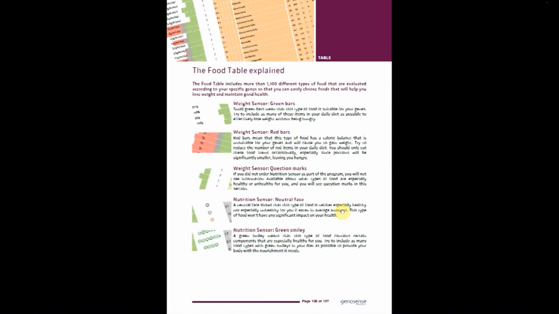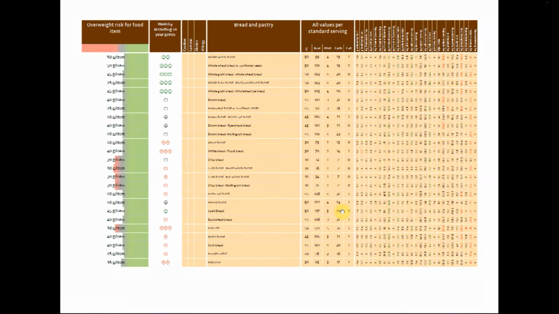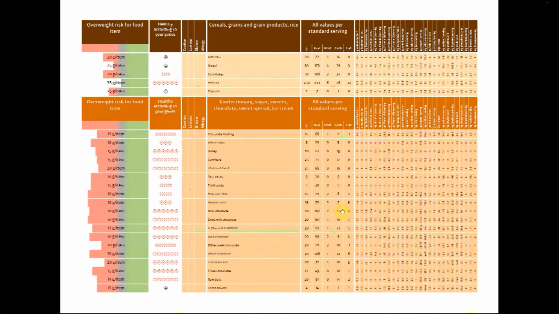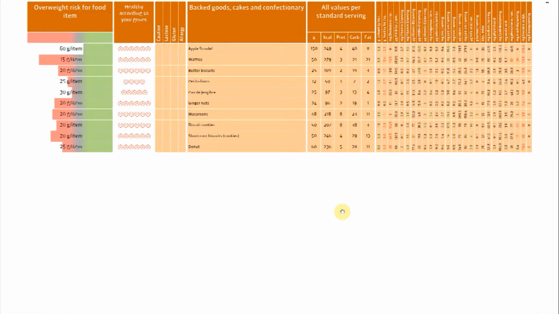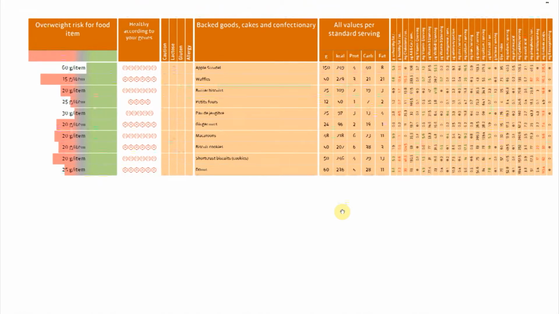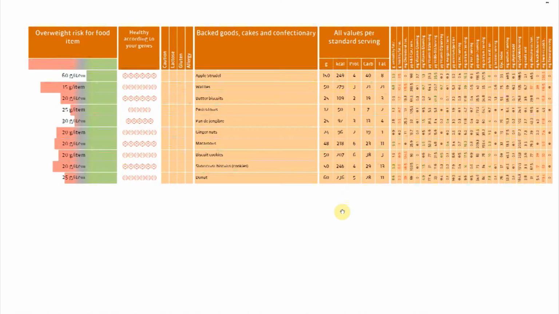All right, so now let's look at the food table. I'm going to jump over this. You can read up on it in case you're interested. I'm going to explain it on the live table. So let me just find a good page. Go for this one and zoom in. So first of all, here you have different categories: baked goods, cakes, and confectionery. So here are the different types of food that all belong in this category.